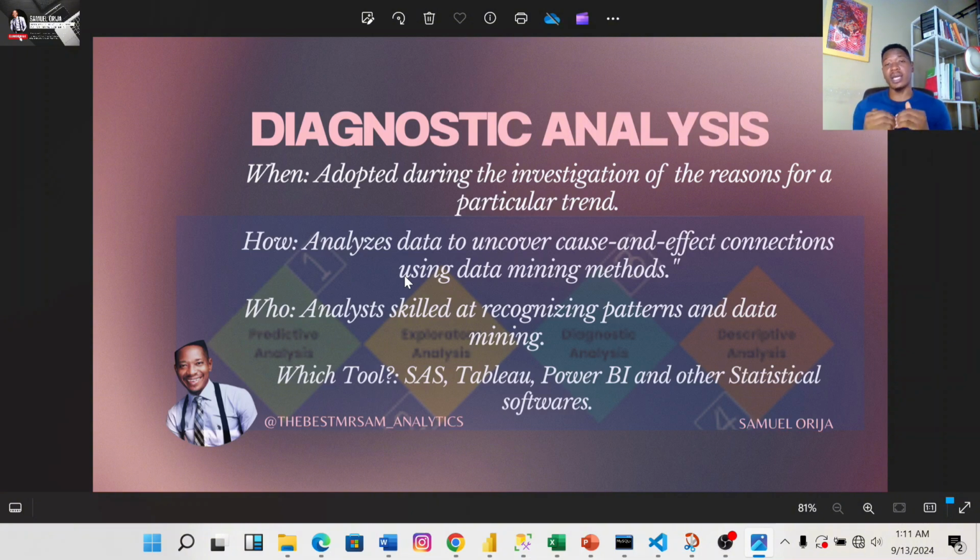Now, how? Analyze data to uncover cause and effect connections using data mining methods. Now, who can do this? Analysts that are very skilled at recognizing patterns and data mining will do well in this regard. Now, which tools do you need? You need knowledge of SAS, Tableau, Power BI, and other statistical software.